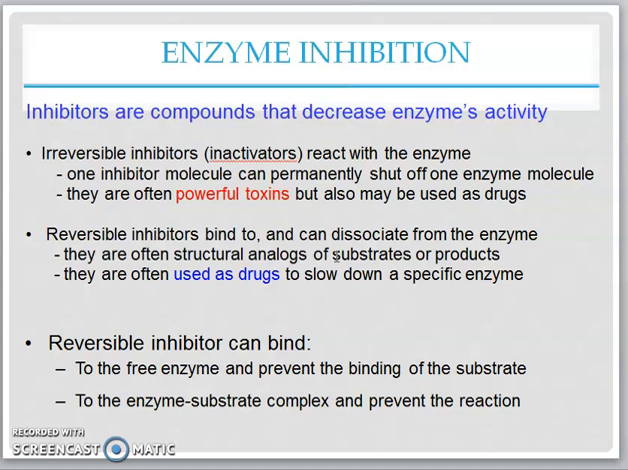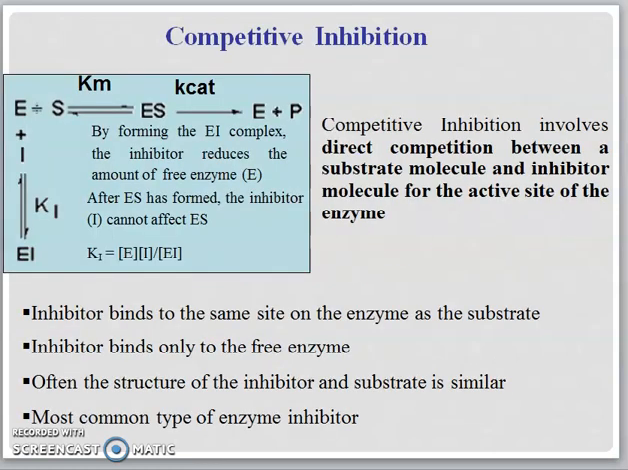The reversible inhibitor can bind to the free enzyme and prevent the binding of other substrate, and it can bind to the enzyme substrate complex and prevent the reaction. It can be either one or both. We start with the first inhibition type or mode. The first mode of inhibition is known as competitive.